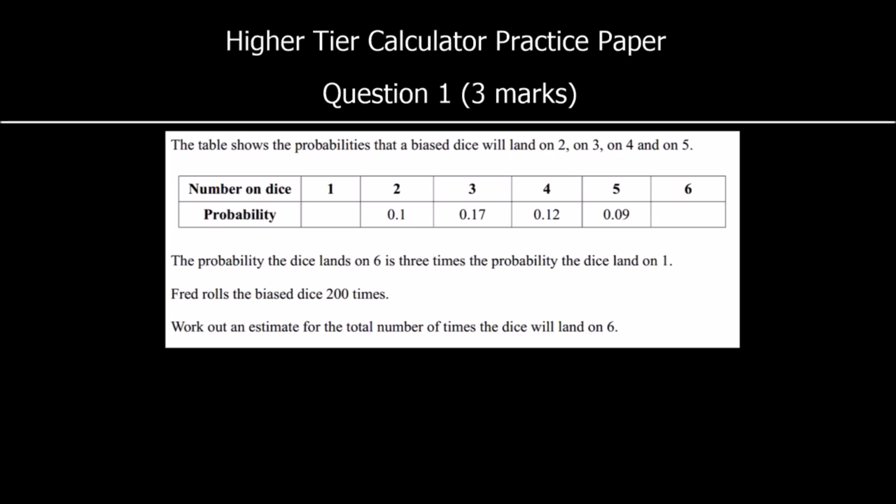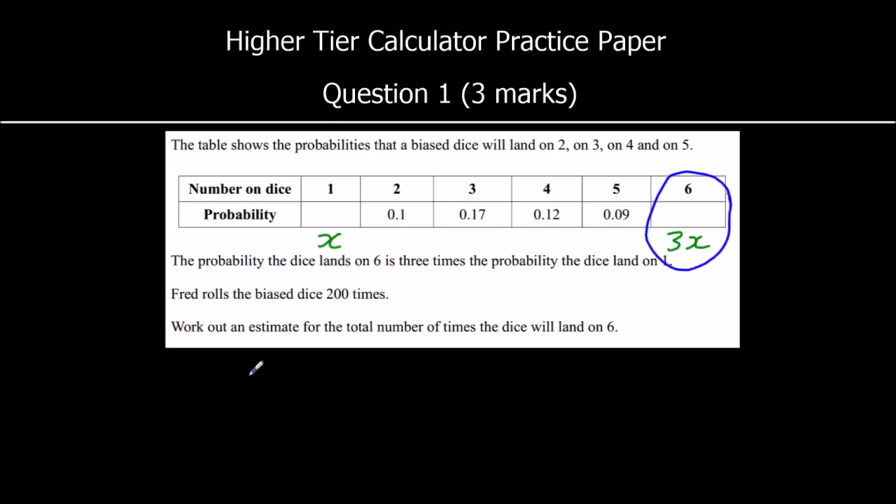So this time the table shows the probabilities that a biased dice will land on 2, 3, 4, and 5. The probability it lands on 6 is 3 times the probability it lands on 1. So if 1 is x, 6 is 3 times as much, 3x. So let's find out what these missing probabilities are. And then Fred rolls the biased dice 200 times. We need to work out an estimate for the total number of times it lands on 6. So we need the probability of a 6.